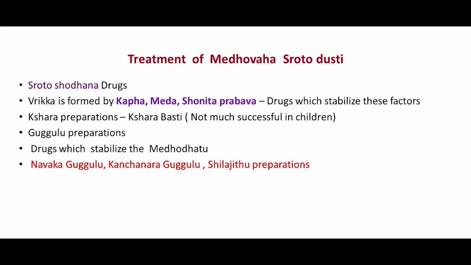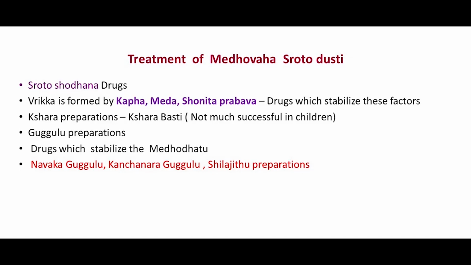See, Kapha is already involved, Meda is involved and Shonita is also involved, because all these changes are happening in the Shonita itself, and Vrikka is basically Kapha, Meda, Shonita Prabhava. Therefore, drugs which stabilize these three organs should always be given. So what do we go for?